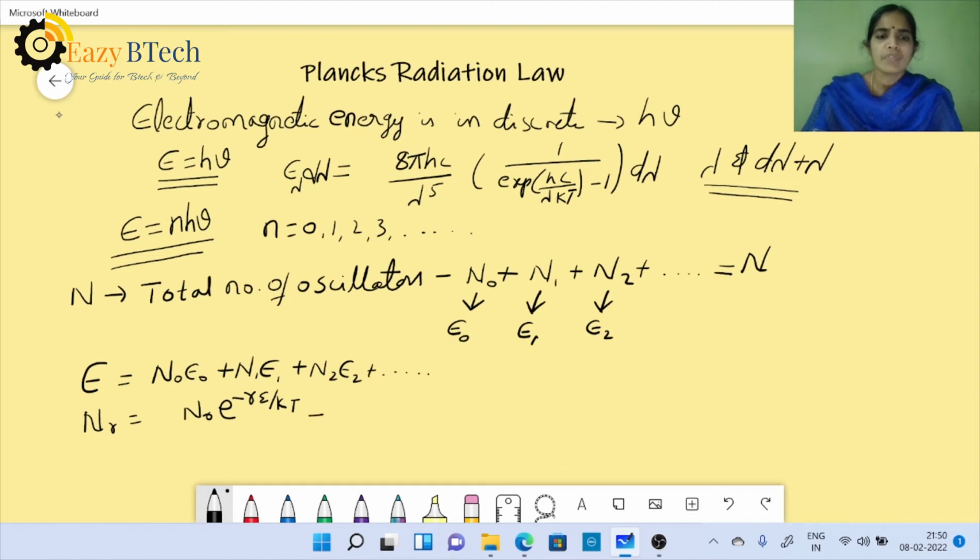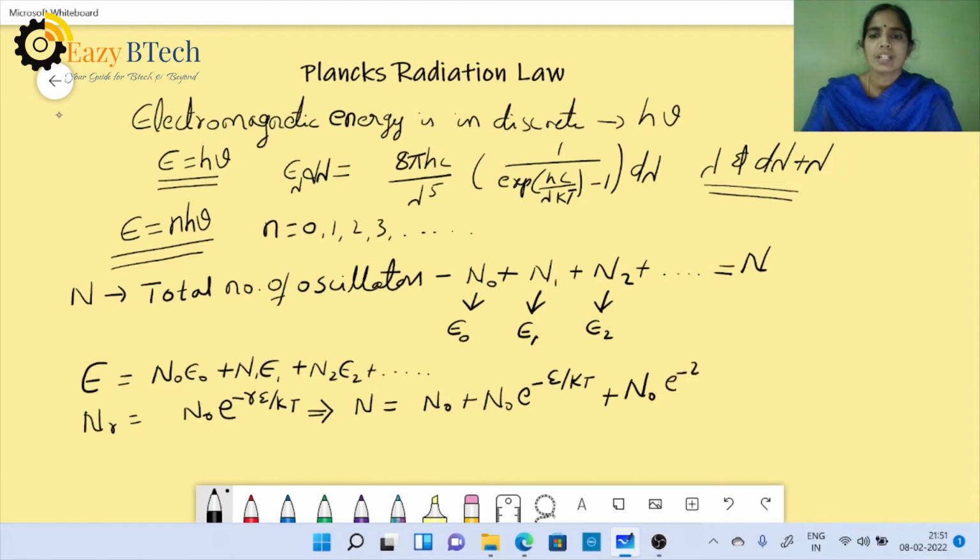If I want the complete individual expression to be given, I can write here N_0 means r equal to 0, N_1 means r equal to 1, N_2 means r equal to 2 and so on. So this implies that my N value can be written as N_0 plus, with r equal to 1, N_0 exponential minus E by kT. Now if I take N_2, it becomes N_0 exponential minus 2E by kT. If I take the third, it becomes N_0 exponential minus 3E by kT. So on up to some r value. This is what you can observe.